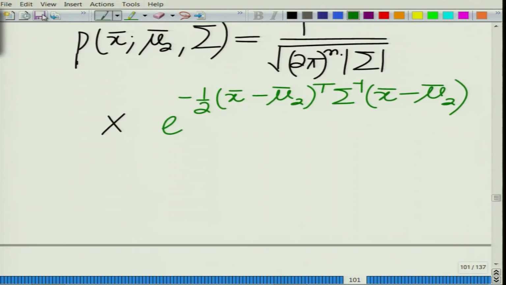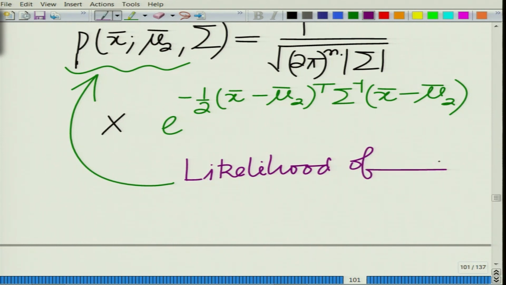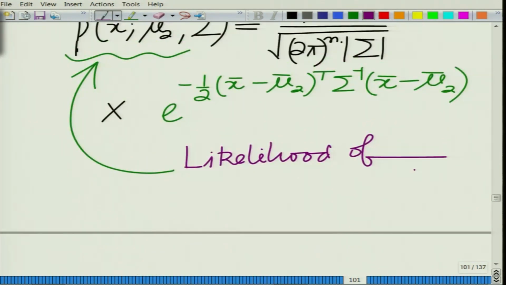So this is basically your likelihood, or let me write it in a different color, this is basically the likelihood. This is the likelihood of class 2.